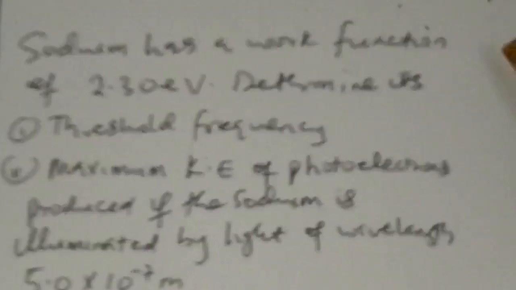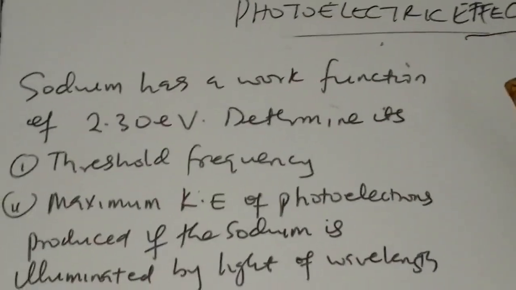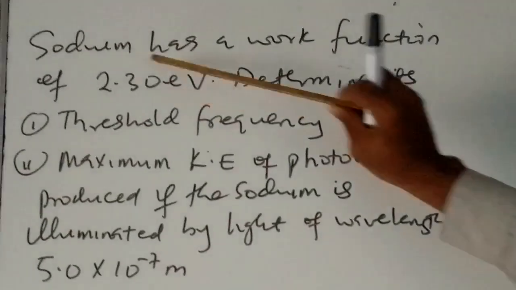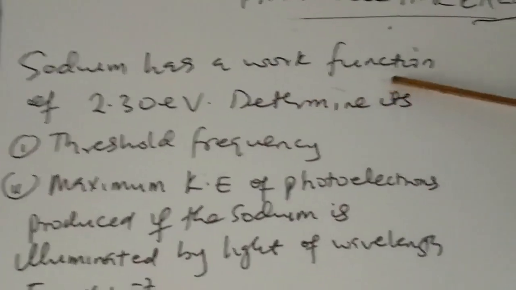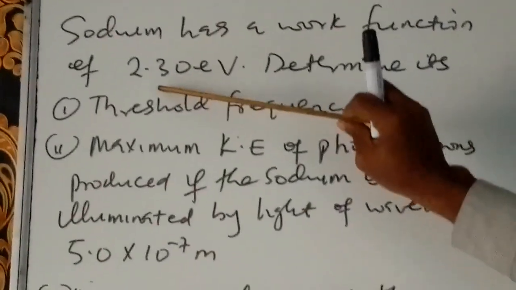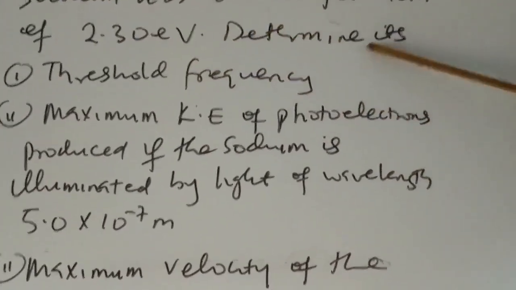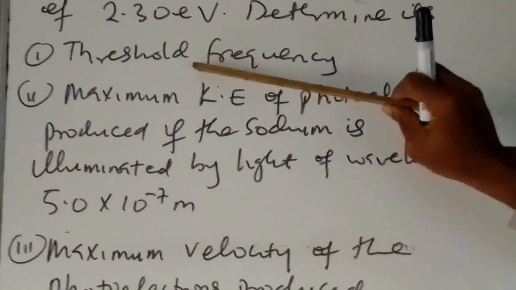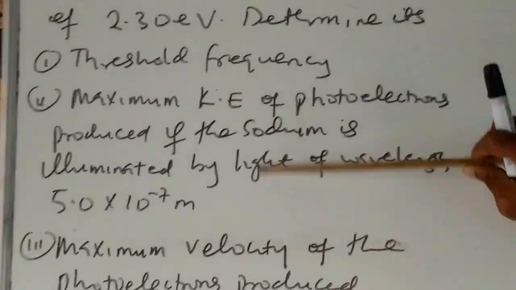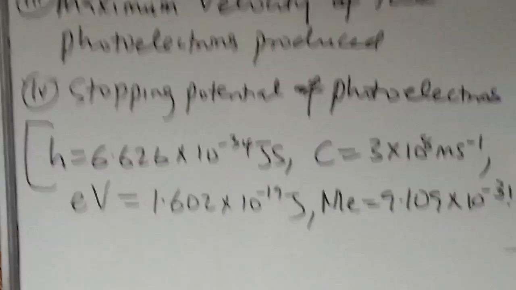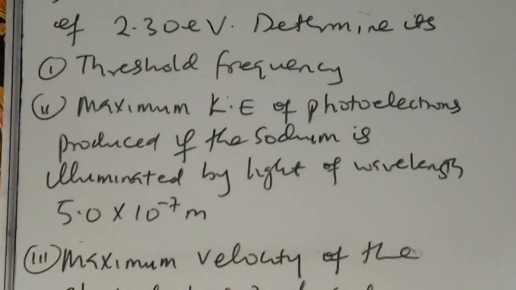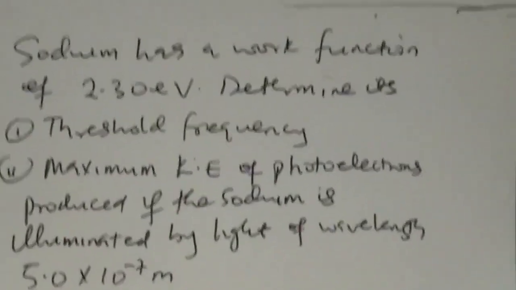This is one more problem on the board for today's lecture. Consider that sodium has a work function of 2.30 electron volts. Determine its threshold frequency. There are several questions following this particular one, but we'll take them one after the other. So let's go to the solution.